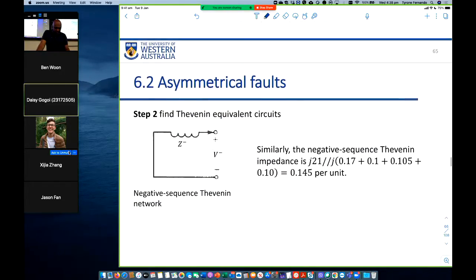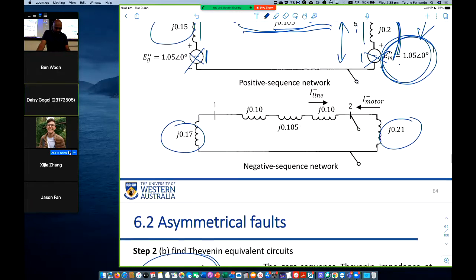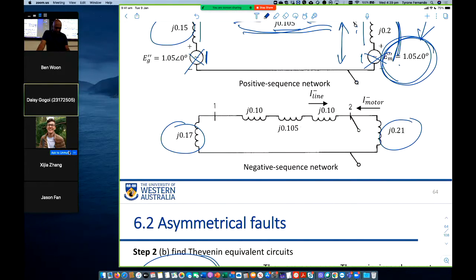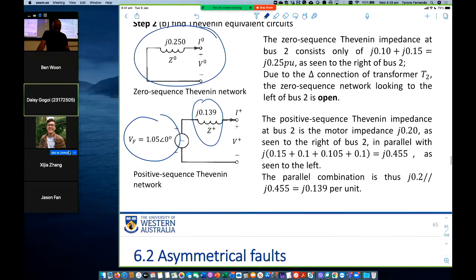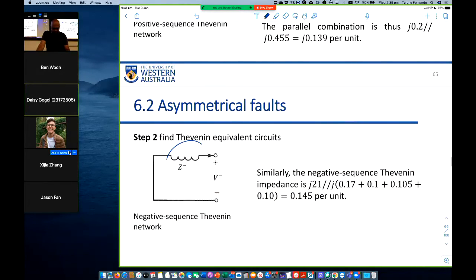Then we look at the negative sequence circuit. Across 2, we have this impedance in parallel with that impedance, and that's what it is. So here it is. We do that calculation.